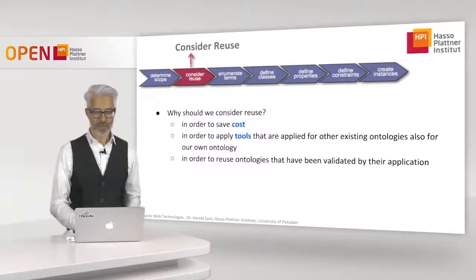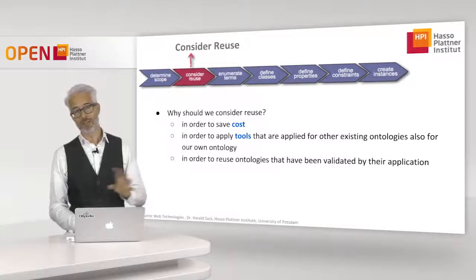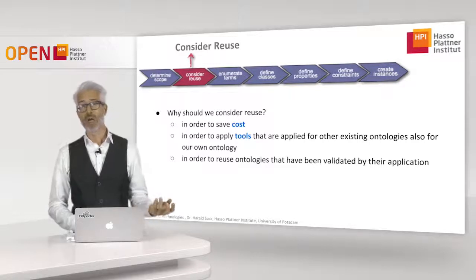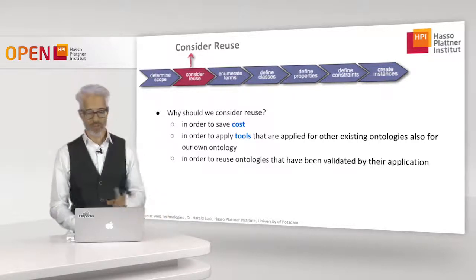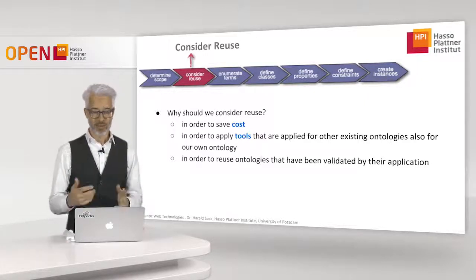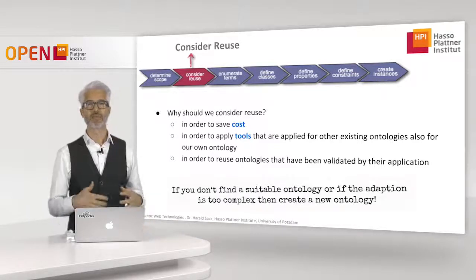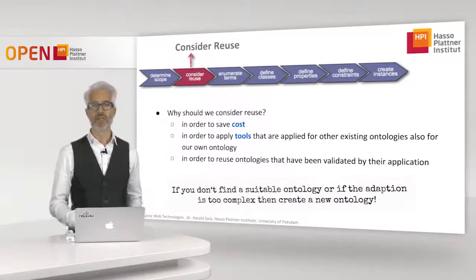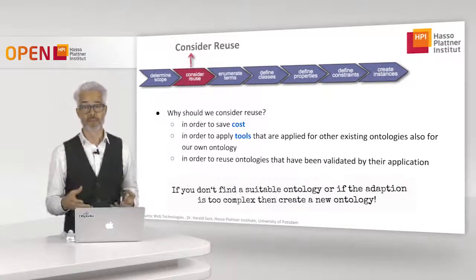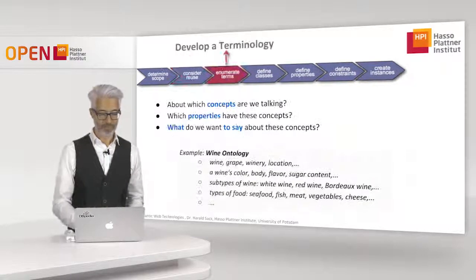So this is a safe thing also, always to keep in mind which kind of ontologies do exist for my domain. Can I possibly reuse them? Do I have to adapt them? These are questions which have to be answered before I start really developing a completely new ontology. So the point then is, if you don't find a suitable ontology, or if the adaptation of this existing ontology might be too complex, too cost intensive, then create a new ontology.